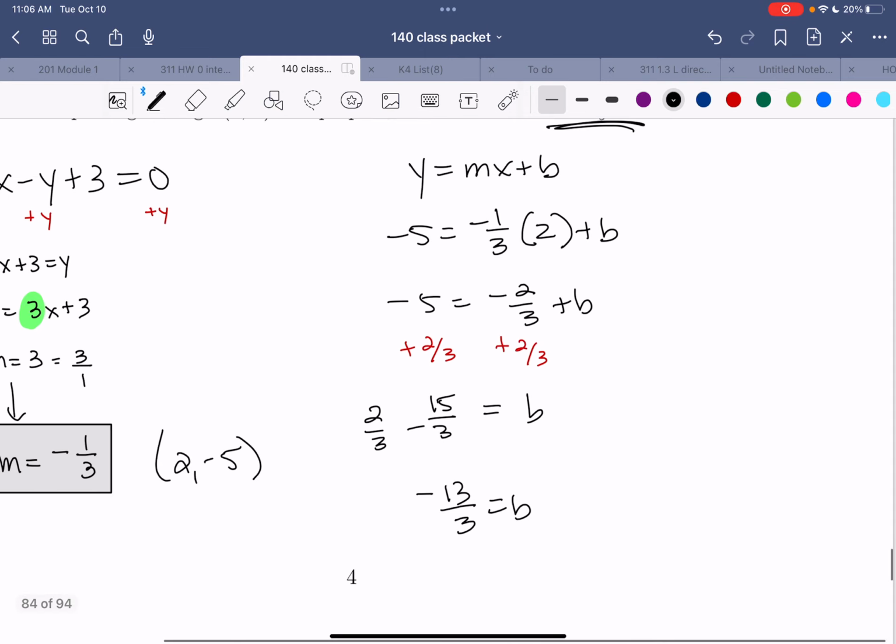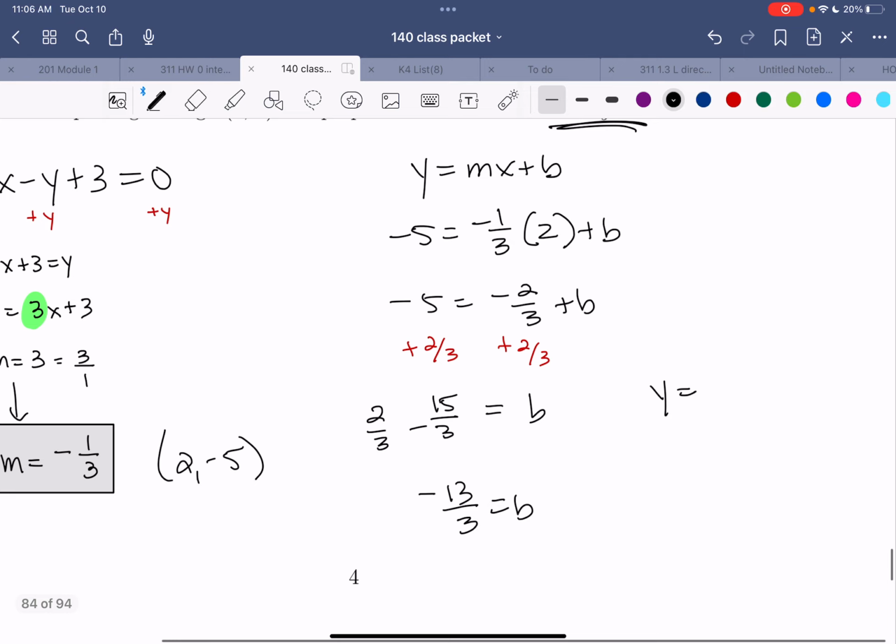And when I put that all together, y equals, my slope is negative 1/3 x plus the b, which is negative 13 over 3.